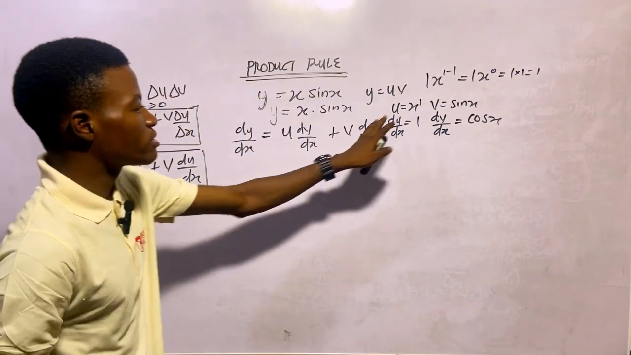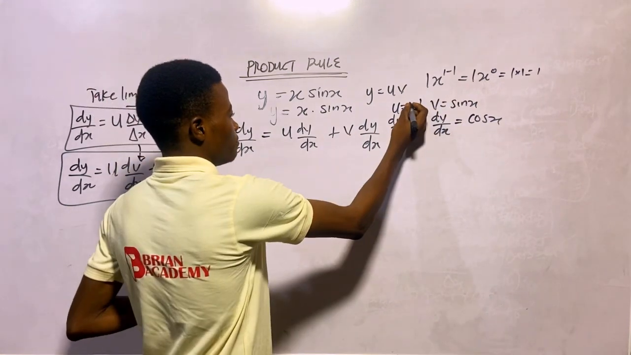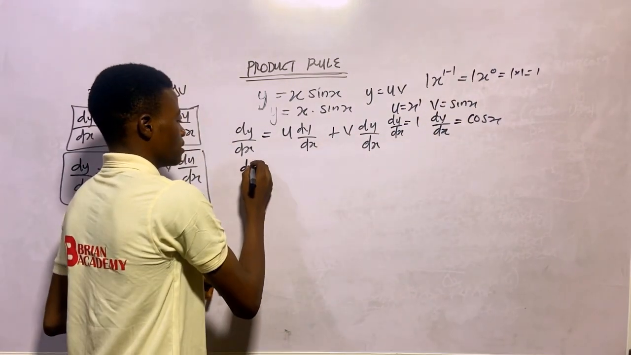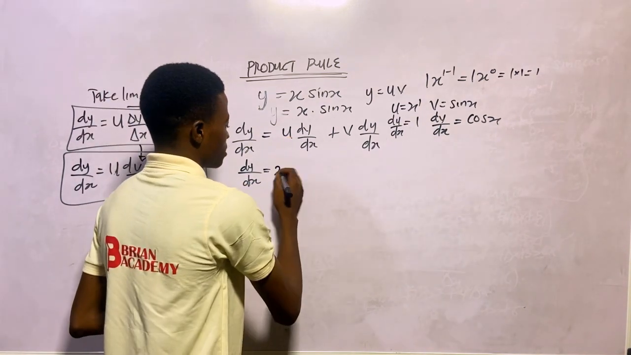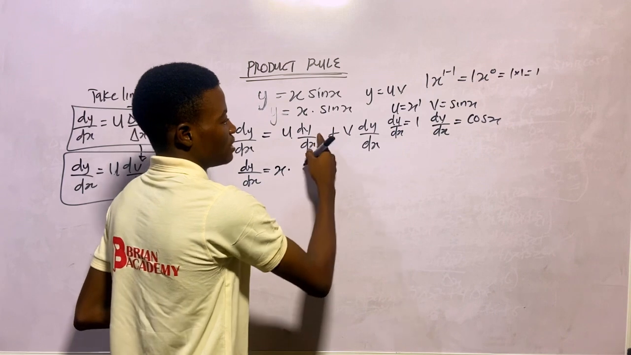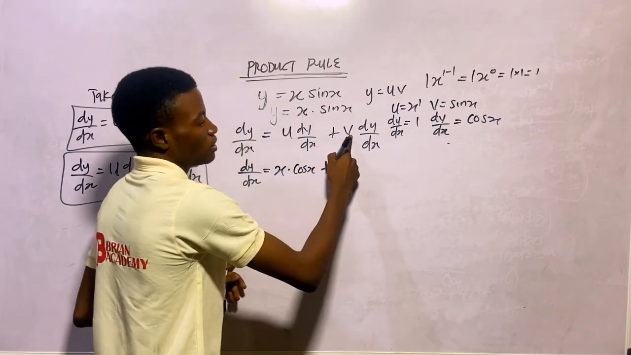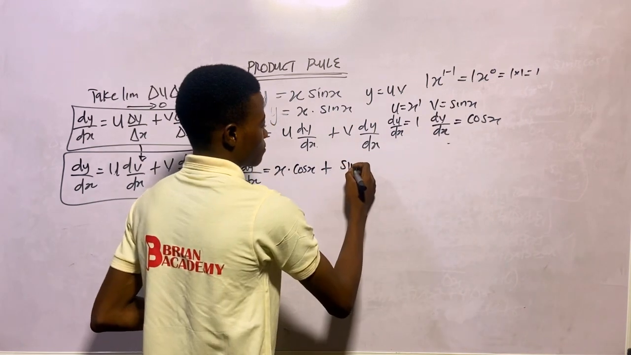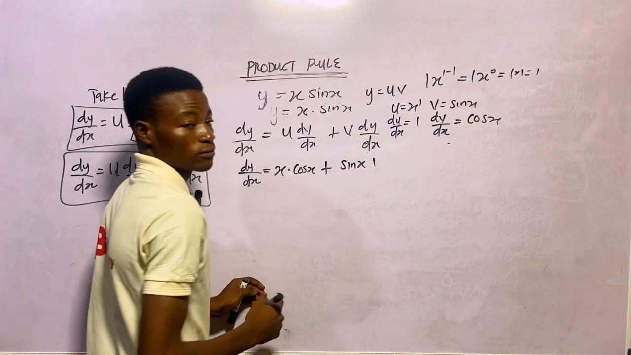So let's go ahead and fix all these values into this formula. So here, fixing it, you're going to have dy by dx equals u, our u is x, times dv dx. dv dx is cos x, plus v. Our v is sine x. Then du dx, that's 1. Can you see now?